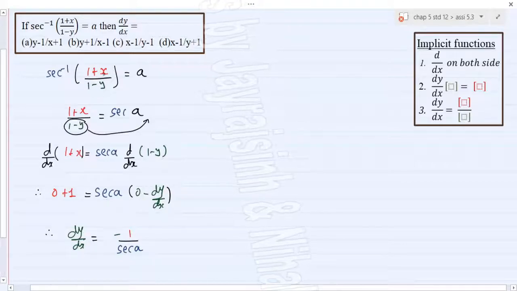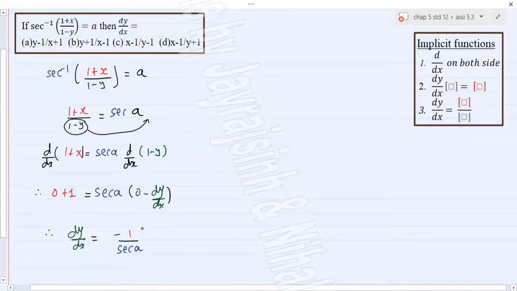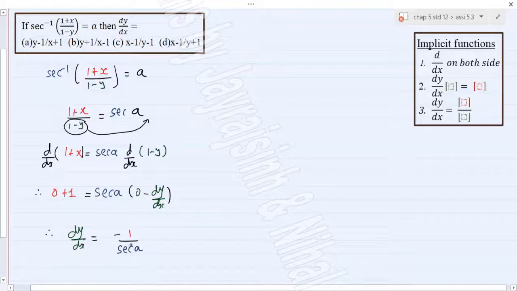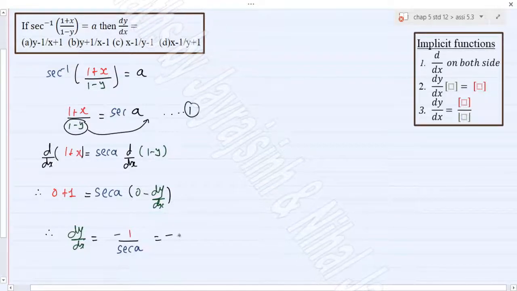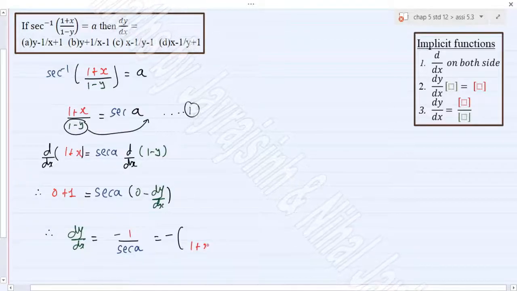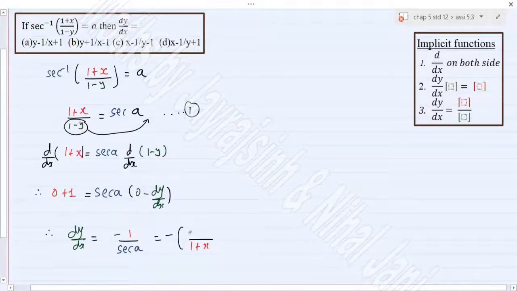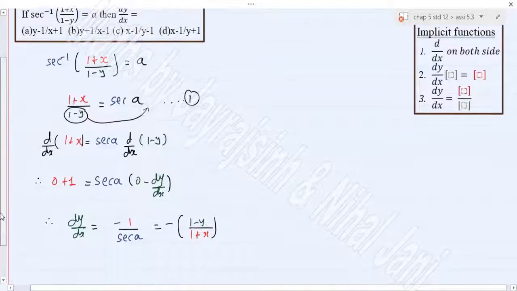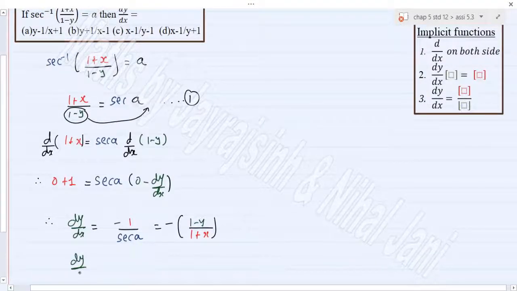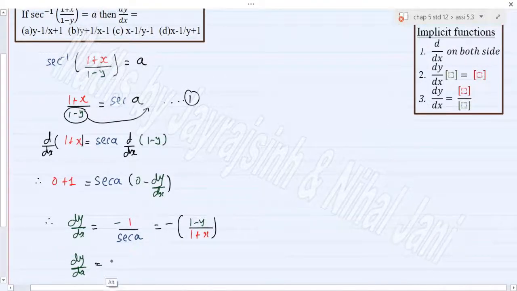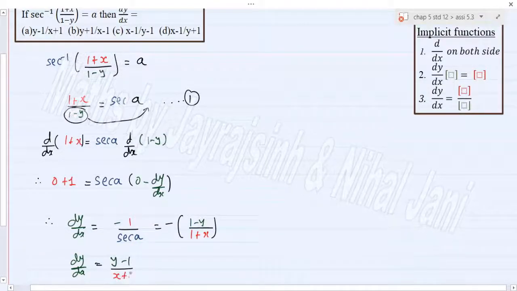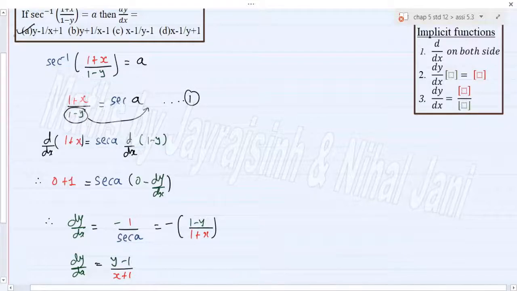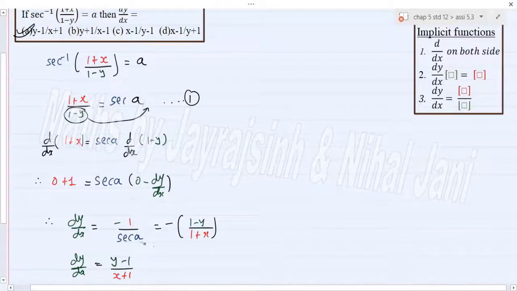But we need the answer in terms of x and y. So we have to remove this sec a. So let's use equation number 1, and you will get −(1 + x)/(1 − y). Or we can say your dy by dx is simply (y − 1) upon (x + 1). Ta-da! Option A is your final answer.